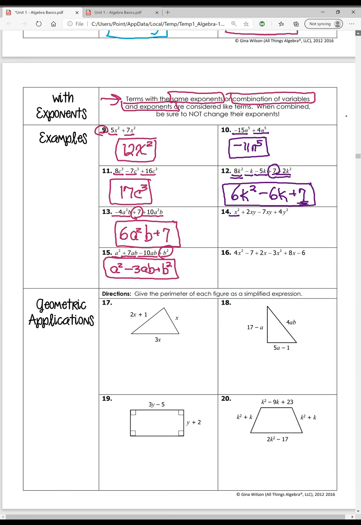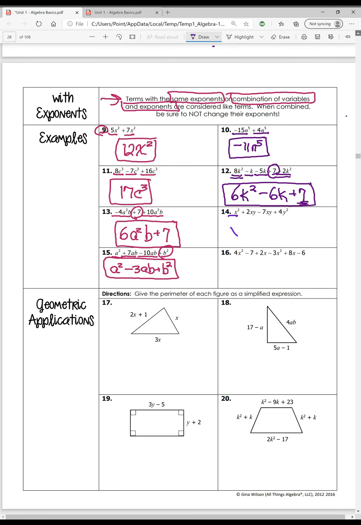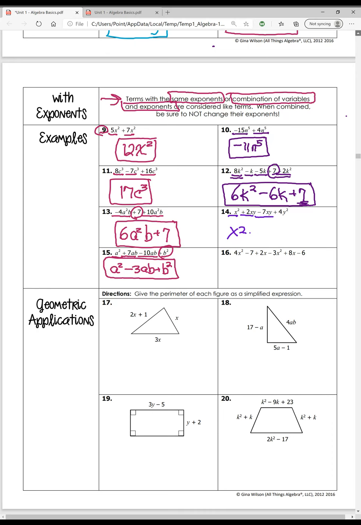So let's move on to number 14. I have x squared, 1x squared. There's an invisible 1 there. And that's it for our x squared. I just want to get my eraser and erase that a little bit and start over. So we have 1x squared. So we'll go ahead and write that down. Now let's look at the xy terms. We have plus 2 minus 7. So that's 2 minus 7 is negative 5xy. And then we have the 4y squared on its own. And that is a complete answer.